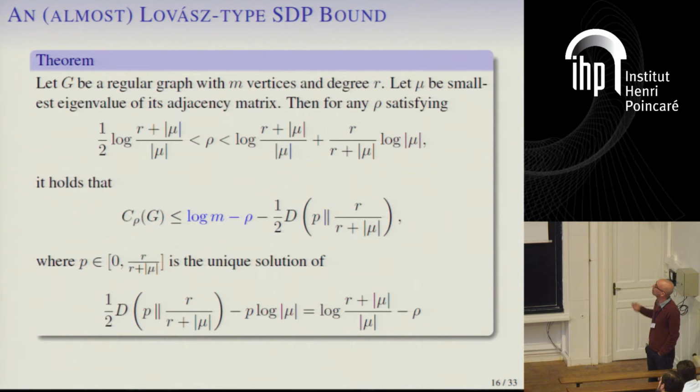If you have a regular graph, and this actually works for regular graphs, not only vertex transitive ones, with m vertices and degree r, and mu is the smallest eigenvalue of the adjacency matrix, then your row capacity is upper bounded by this trivial upper bound minus half a divergence between this parameter p and this parameter of the graph, r over r plus mu, where p is the unique solution of some equation. Okay, so you can get some bound.